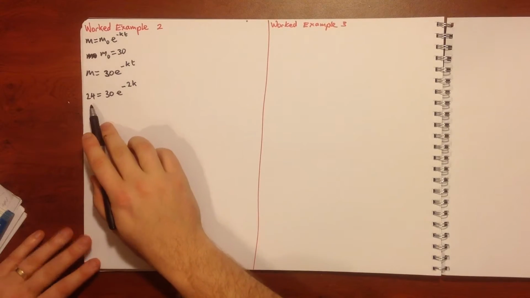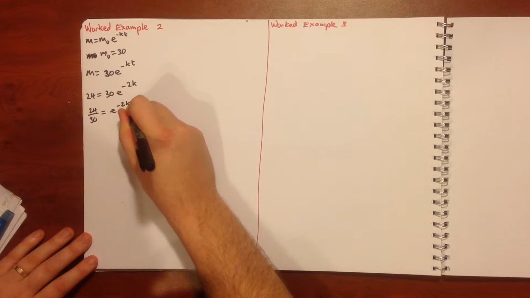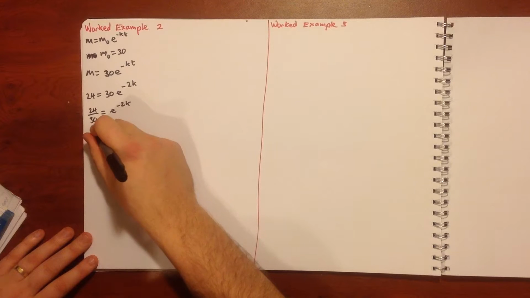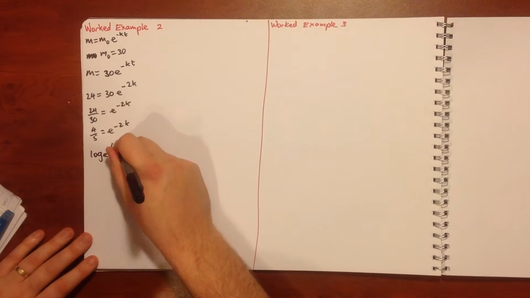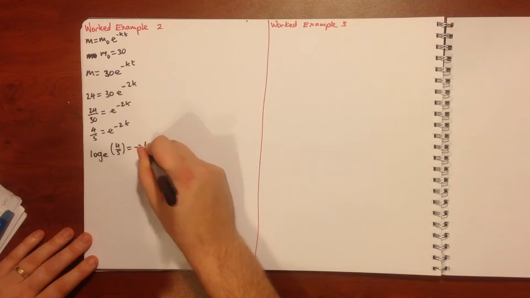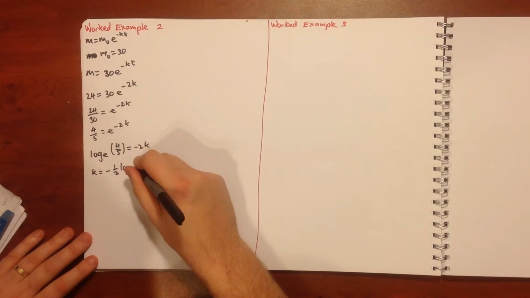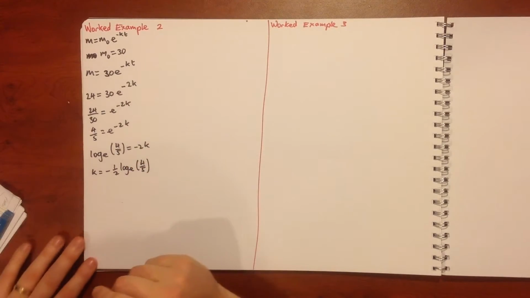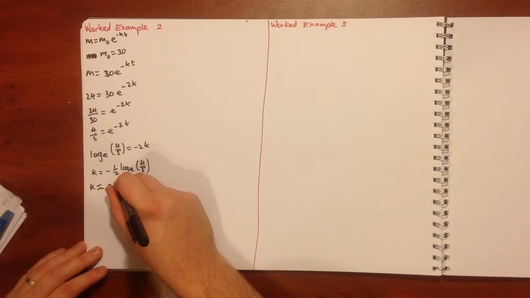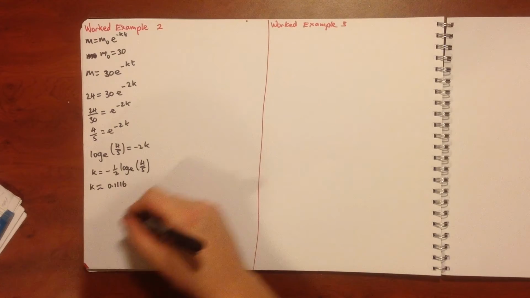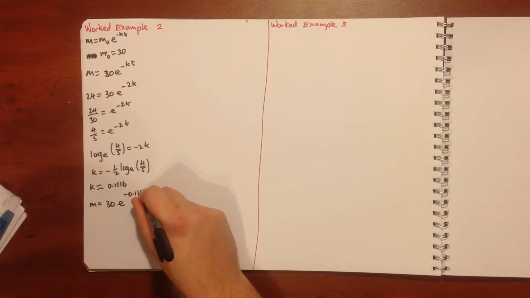So 24 over 30 is equal to e to the negative 2k. So 4 on 5 is equal to e to the negative 2k. So log to the base e of 4 on 5 is equal to negative 2k. So k is equal to negative a half log to the base e of 4 on 5. When we work that out, k is approximately equal to 0.1116. So our equation is m equals 30 e to the negative 0.1116 t.